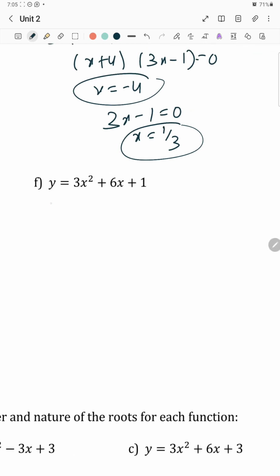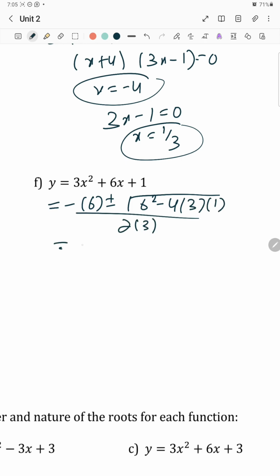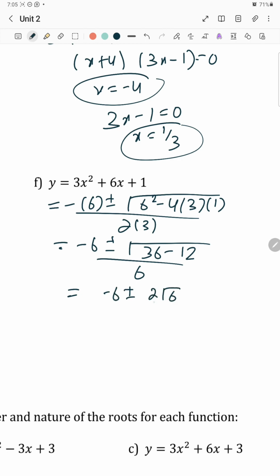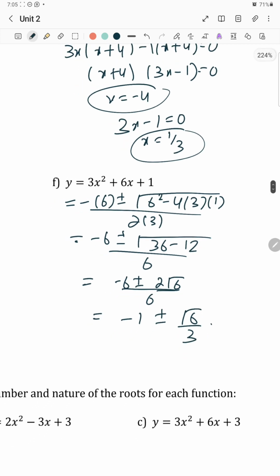Coming to the quadratic formula again, minus b plus minus the square root of b squared minus 4ac over 2a, minus 6 plus minus the square root of 36 minus 12 over 6, which can be equal to minus 6 plus minus 2 square root 6 over 6, minus 1 plus minus square root 6 over 3.